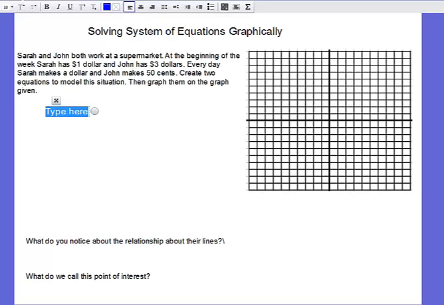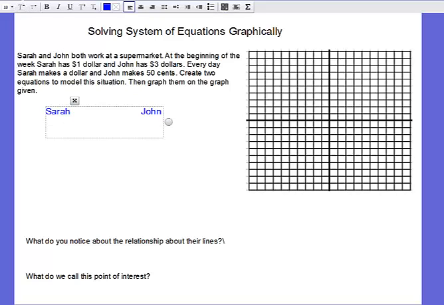Graphs are fun. And if we look here, the problem says that we have our friend Sarah and our friend John. Basically, John and Sarah work at a supermarket. At the beginning of the week, Sarah has $1, John has $3. Every day, Sarah makes $1, John makes 50 cents. We're going to create two equations to model this situation. Then we're going to graph them on the graph given. Okay, and basically we're going to create a system of equations because we're going to have two.